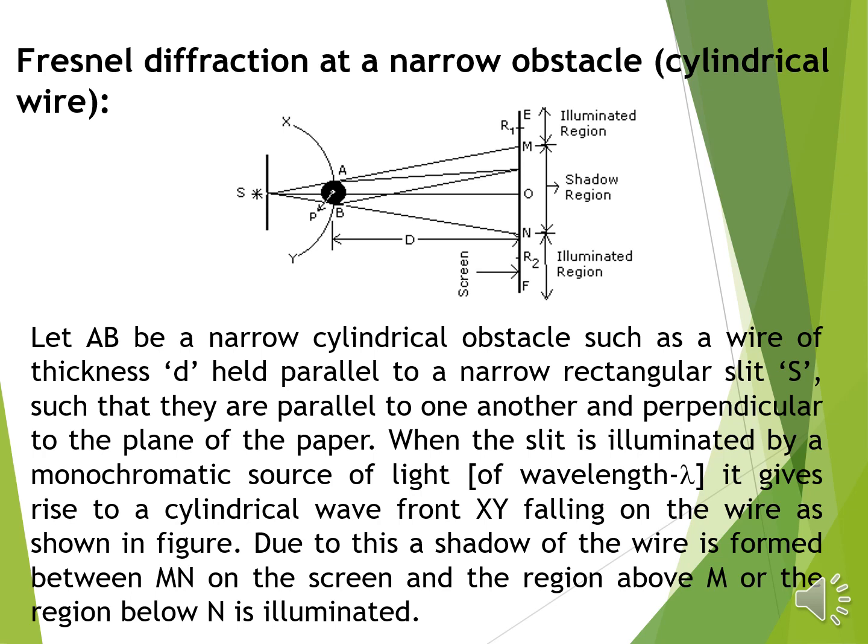Now, let us see another theory, Fresnel's diffraction due to a narrow obstacle, where we take a cylindrical wire. Now, in the figure, as usual, S is a source of monochromatic light of wavelength lambda. Then there is a slit. When the slit is illuminated by S, we get cylindrical wavefronts. We have a wavefront XY, and now we have a real obstacle, which is a cylindrical wire of certain thickness, and let that thickness be d.